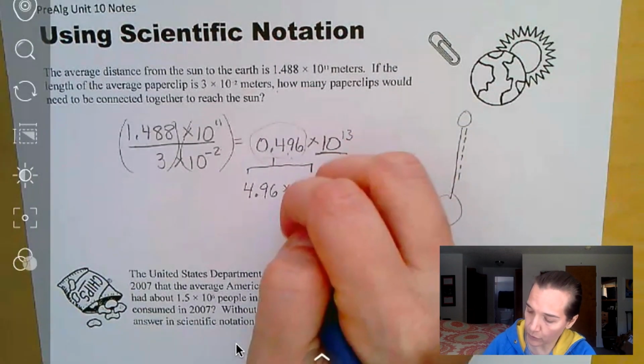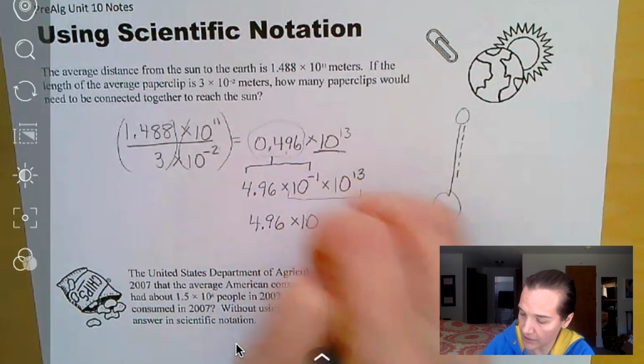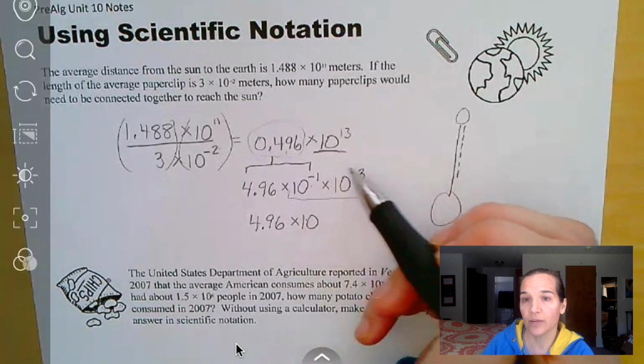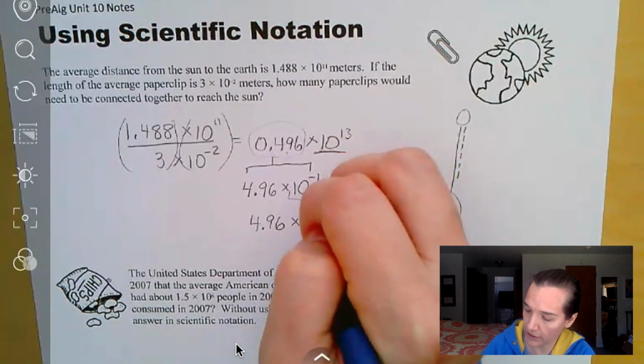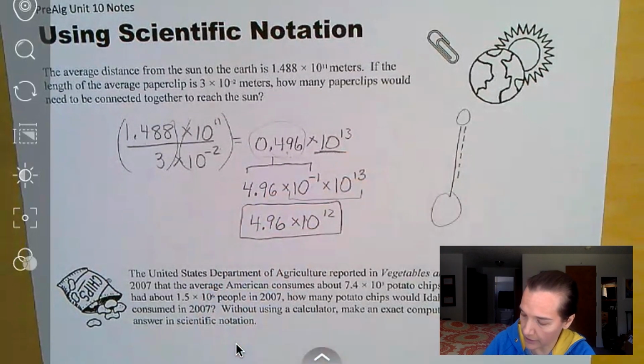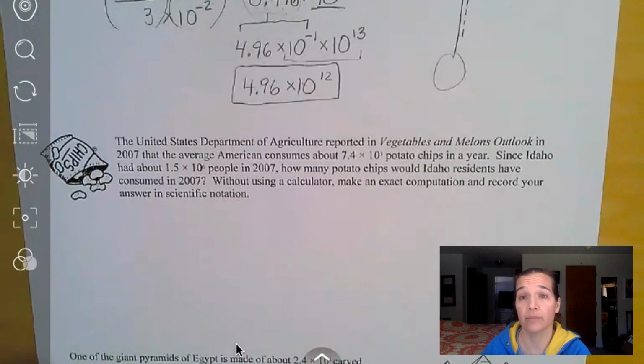So now if I group these together, I get 4.96 times 10 to the, and when we're multiplying bases with exponents, we actually add them. -1 plus 13 is 12. And there's my answer. That many paper clips. That's a lot of paper clips.